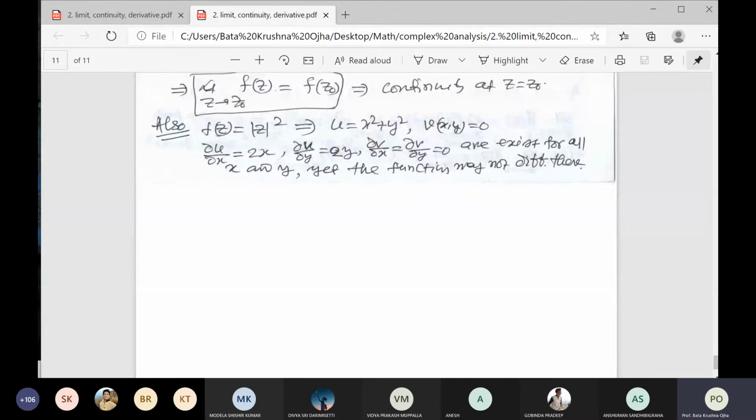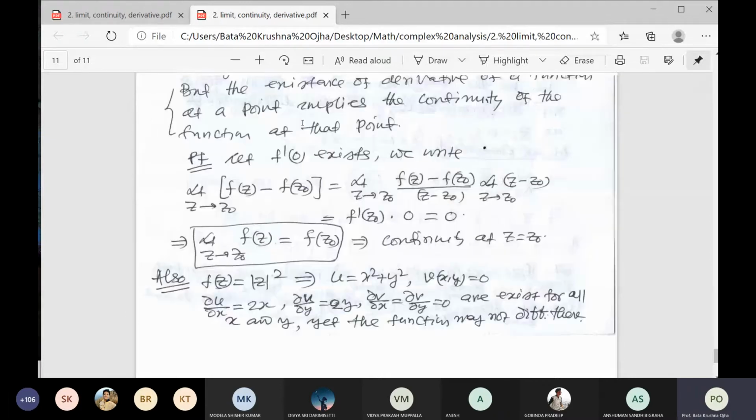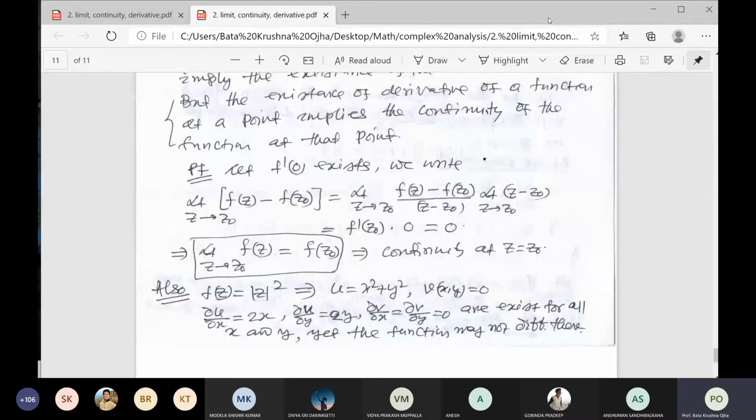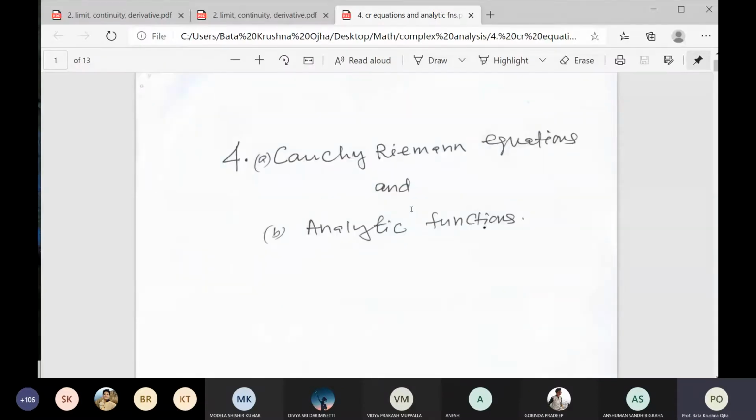So now I will skip to another slide, another topic: the Cauchy-Riemann equations and analytic functions. Already you know the function is differentiable either at a single point or at any other point in the domain.